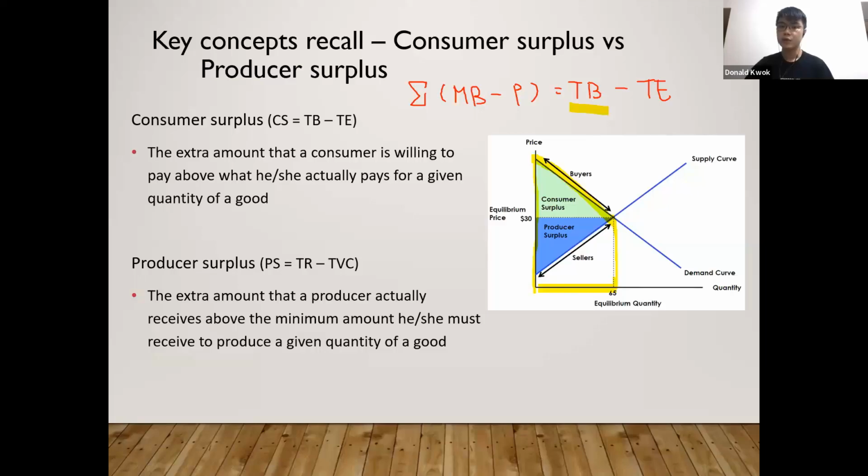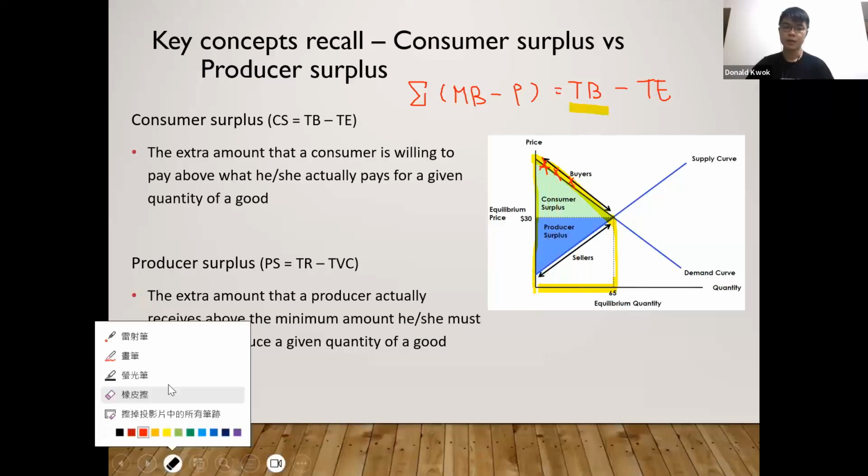If you would like to obtain the total benefit, it is summing up the marginal benefit at different units. Something like this: add up this unit, add up this one, add up this one, and so on. You're kind of integrating the area under this demand curve until the market equilibrium level. So this explains why the area under the demand curve is the total benefit.